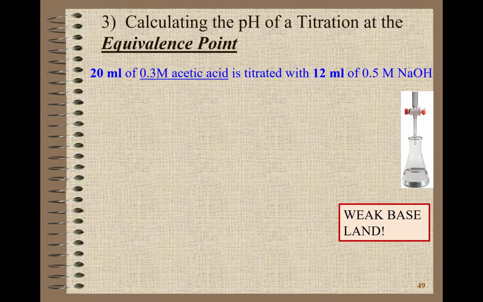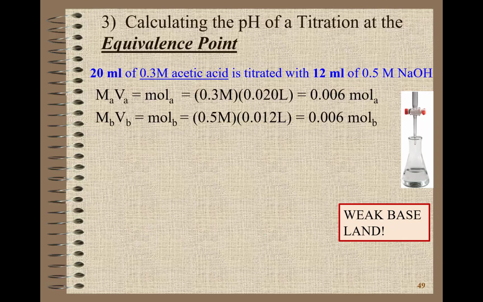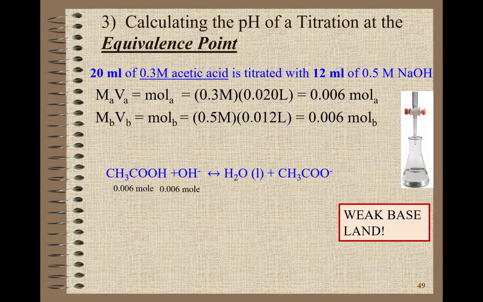We go through the same procedure of figuring out moles of acid and moles of base. When I convert 12 milliliters to liters, I get 0.012 liters. I multiply these two together, and I get 0.006 moles. Now let's show our equilibrium equation. What did we start with? That number of moles. How about here? The same. And this is 0 before we add them together.